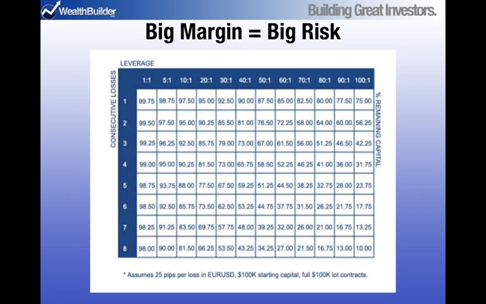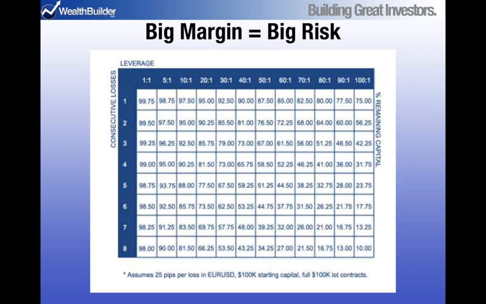This graph assumes that you have a 25 pip loss per trade in the euro US dollar, with $100,000 starting capital and full $100,000 lot contracts. On the left you see our consecutive losses, going 1 through 8. On the top it shows different leverages of 1-to-1, 50-to-1, or even all the way to 100-to-1, to give you an example. And on the right it shows the remaining capital.